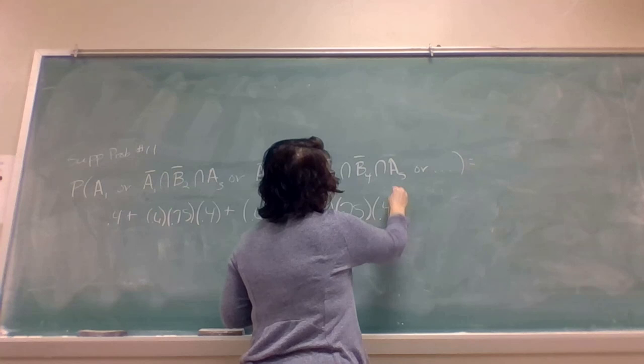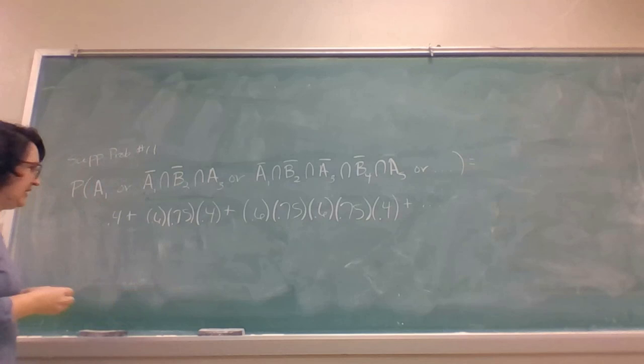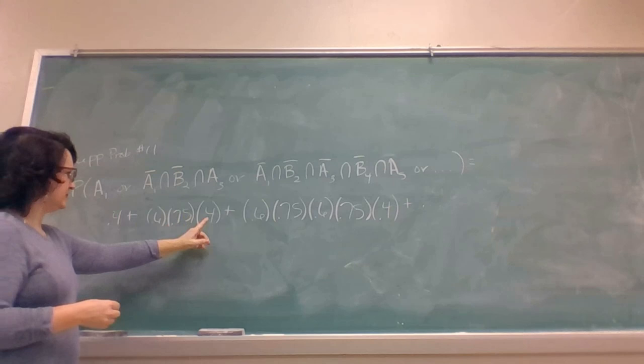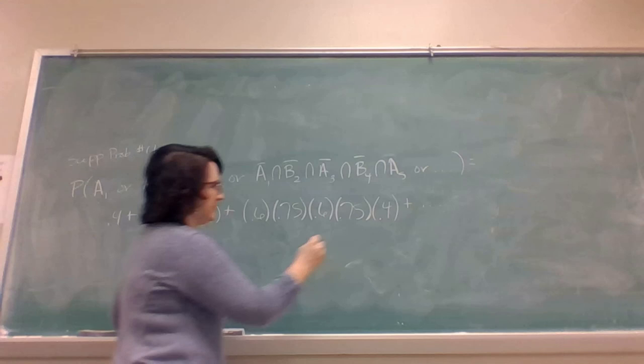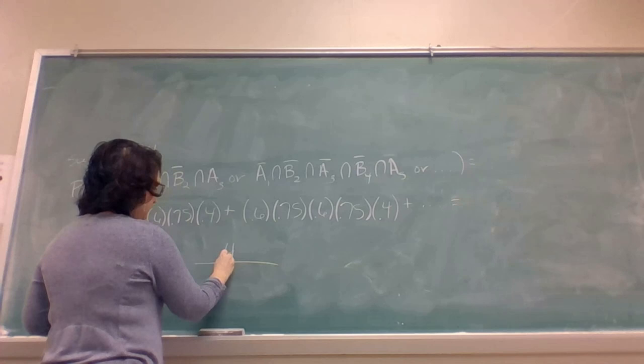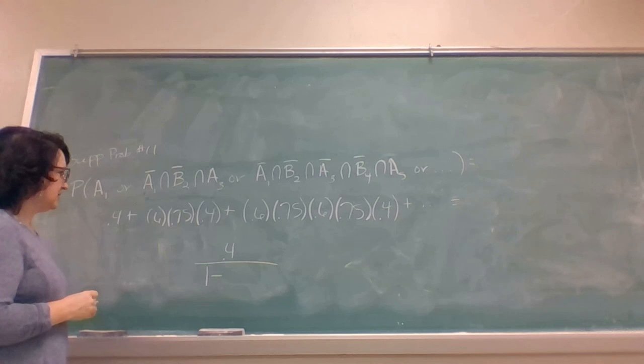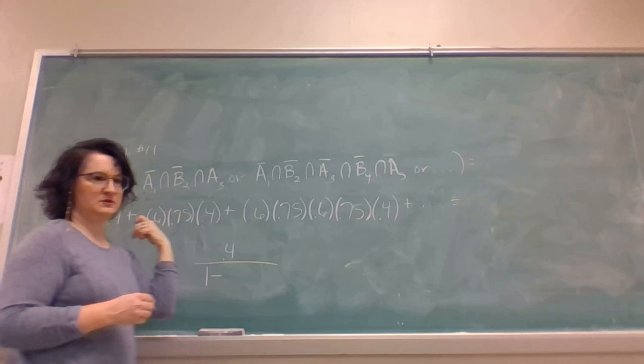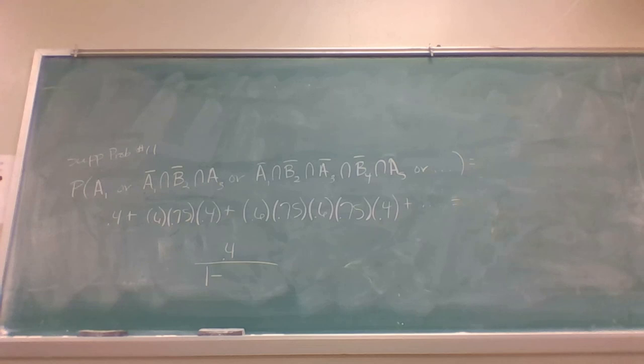Okay, so 0.4 here. Then I go look at my pattern here, and I've got 0.4. All right, Molly. So we've got a geometric series. My first term is 0.4, and then what am I multiplying by each time to get the next term? Well, it's 0.6 times 0.75. That comes out to be, oh, I see. I simplified it a little bit.